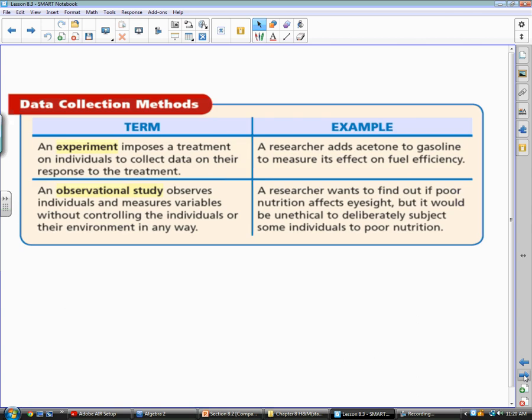All right, first term right up here is an experiment. An experiment imposes a treatment on an individual to collect data on the response to the treatment. An example of that is a researcher adding acetone to the gasoline to measure its effect on fuel efficiency.